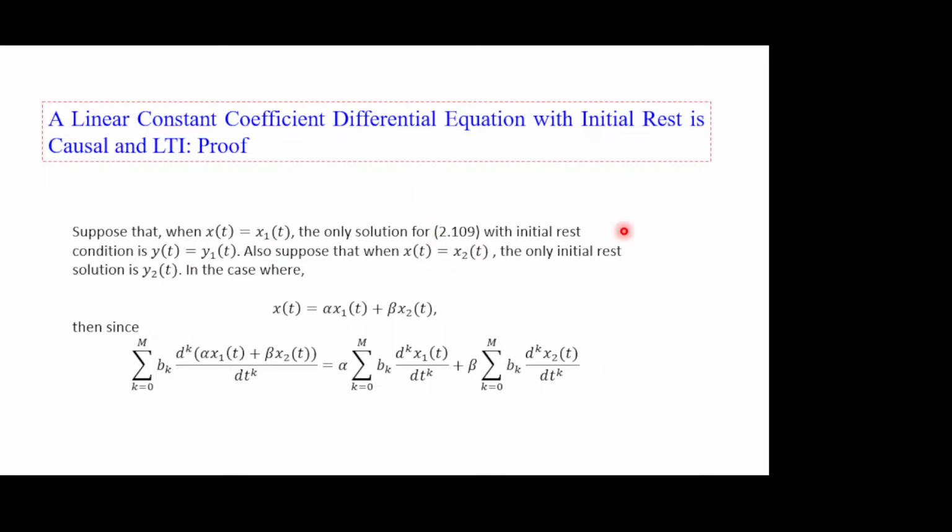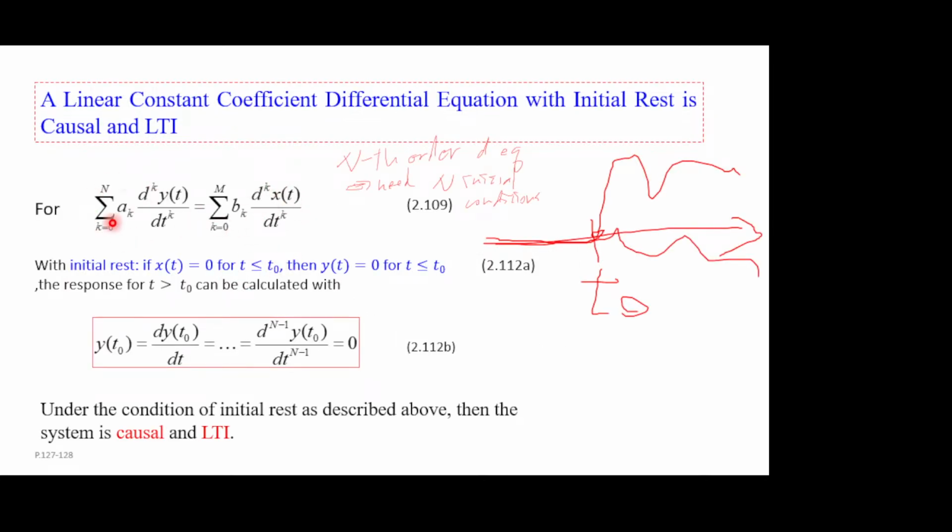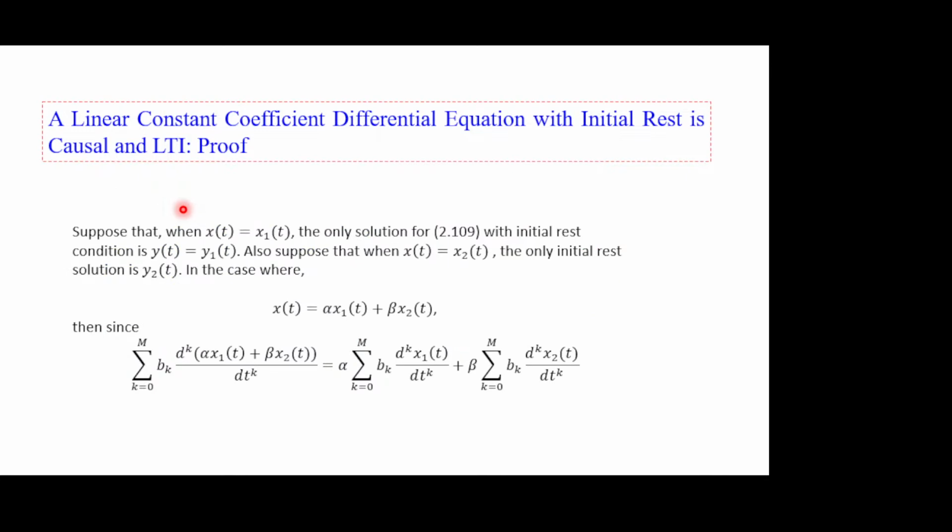We want this to be LTI. So first we check it's linear. We assume some x1 of t giving output y1 of t, and x2 of t giving output y2 of t. Basically x1 of t here will give y1 of t as the solution, and x2 of t here will give you y2 of t as a solution. Then we check the linearity. So if x of t is a linear combination of x1 of t and x2 of t, so alpha times x1 of t plus beta times x2 of t.